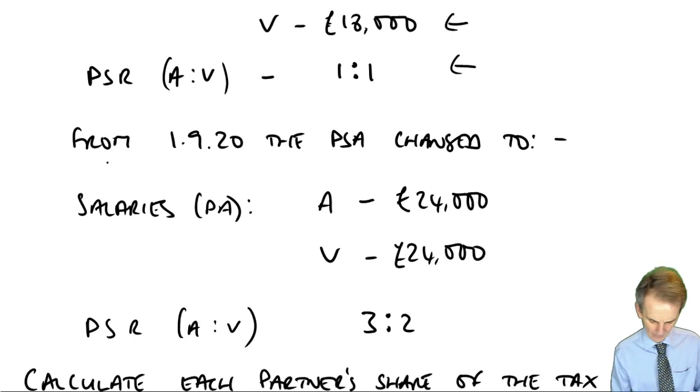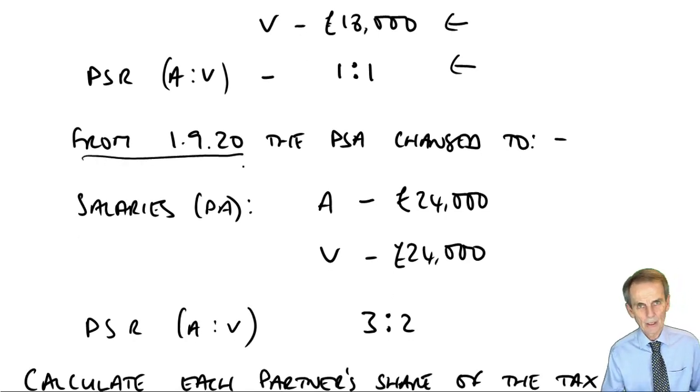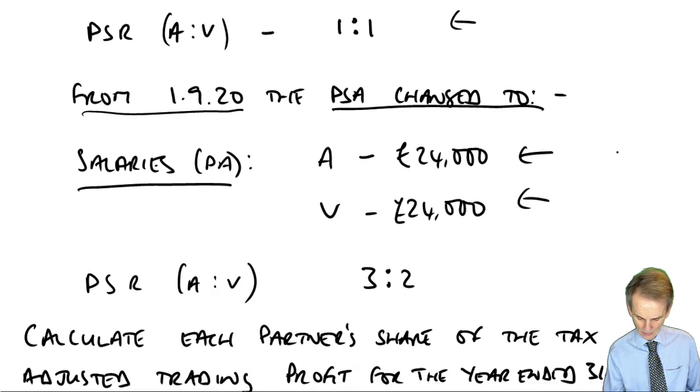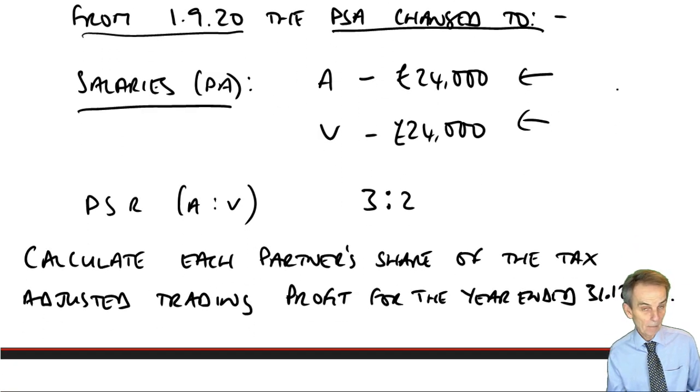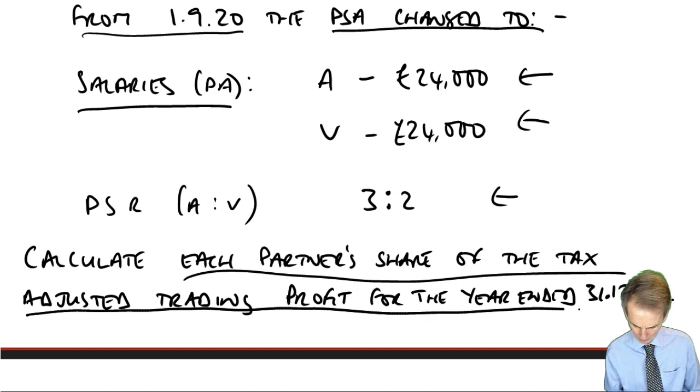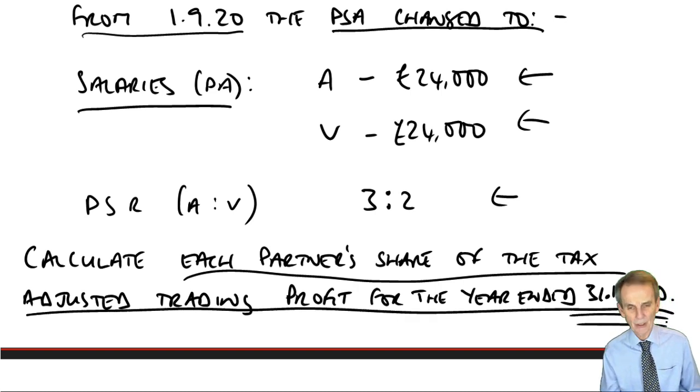It was a 1-to-1 split. But then from the 1st of September 20, so September, October, November, December, the last 4 months of this year end, the profit sharing agreement changed. Well, we've evened up the salaries. Now both of them have £24,000 per annum. But the profit sharing ratio, instead of being 1-to-1, is now split 3-to-2. And it is our task to calculate each partner's share of the tax adjusted trading profit of the year ended 31st of December 20.